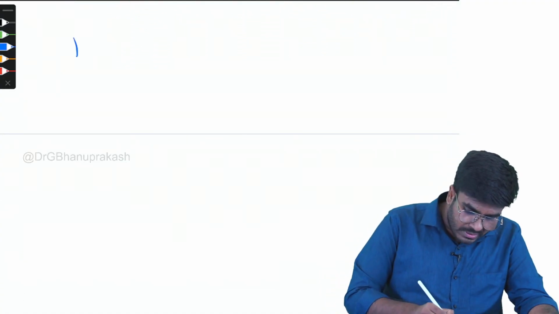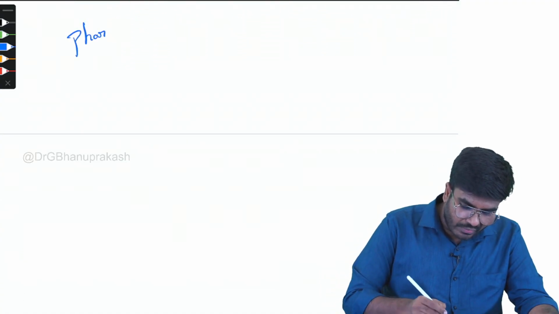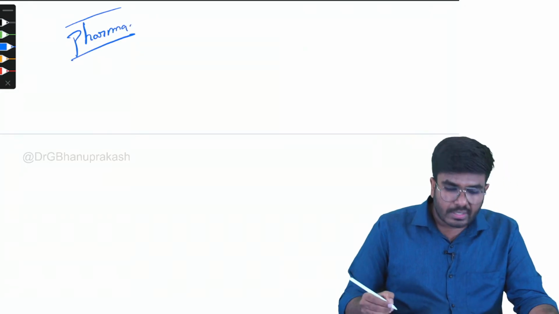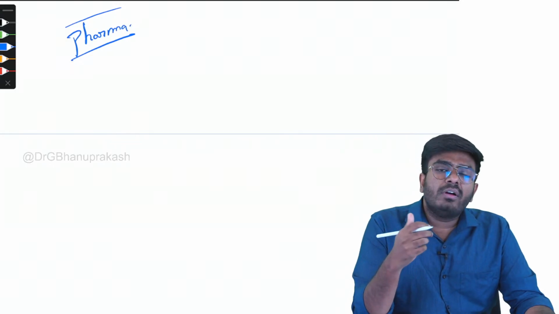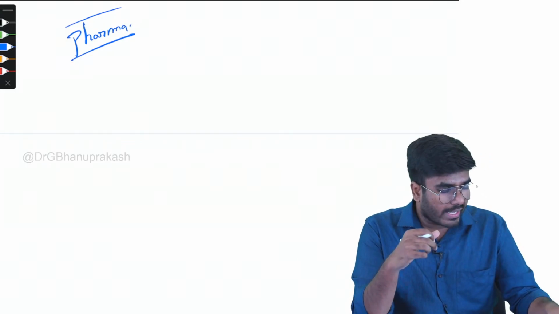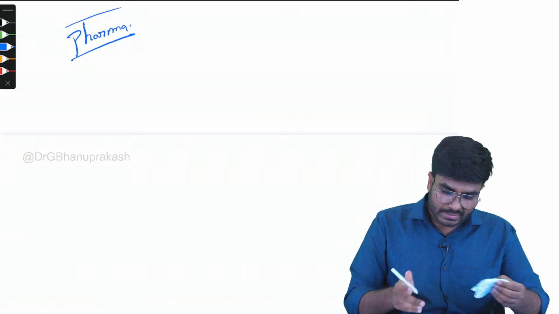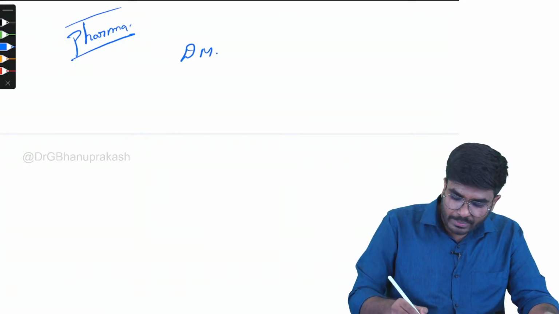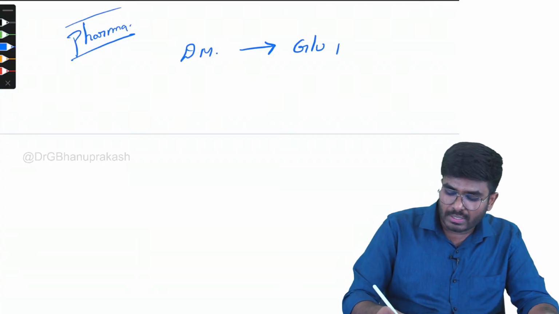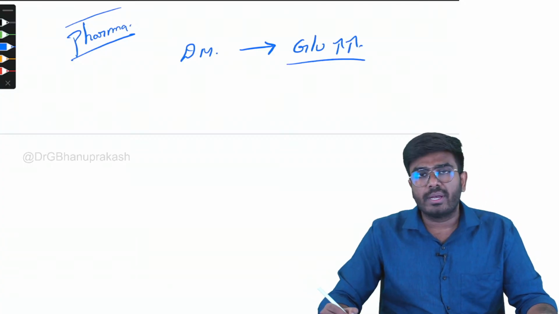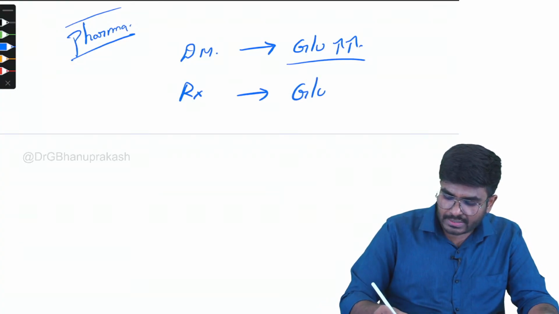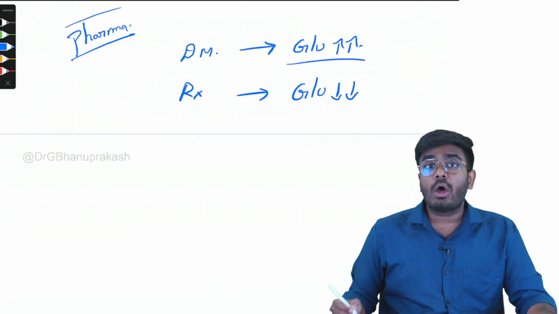Now, let's talk about some pharmacorrelation. Have you ever studied about a condition called diabetes mellitus? Now, in diabetes mellitus, what is the main problem? Sir, the problem is high levels of glucose in the blood. So, how to treat diabetes mellitus? The treatment is by decreasing the blood levels of glucose. Now, how can we do that?